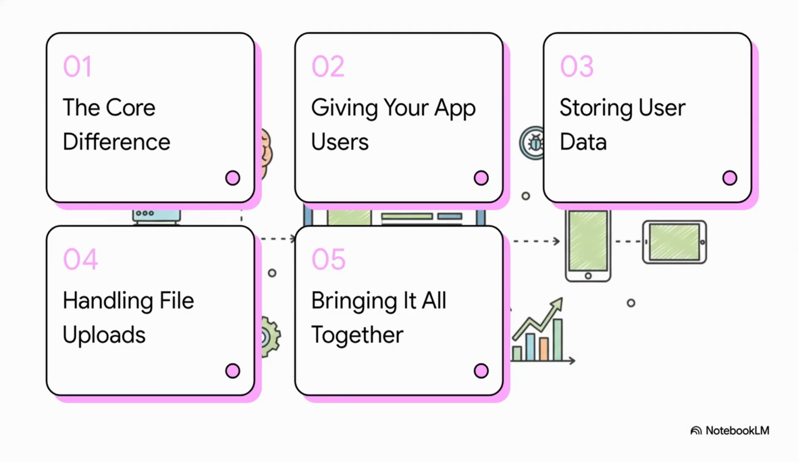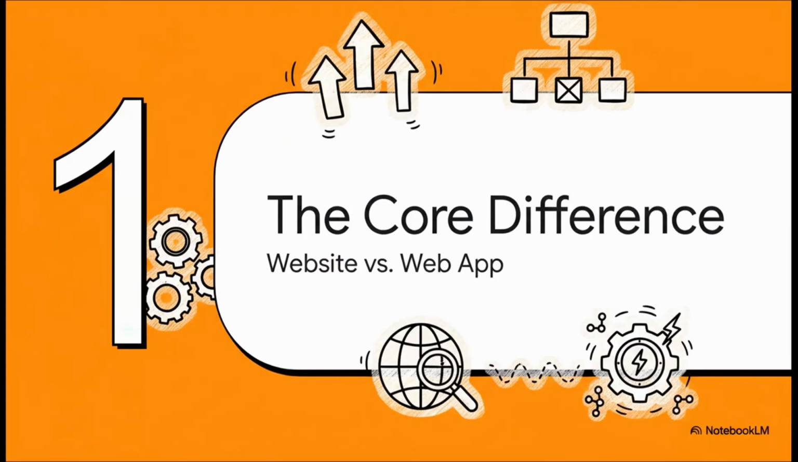All right, here's our game plan. First, we're going to nail down that core difference. Then, we're diving straight into the build. We'll give our app users, create a memory for it to store all their data, figure out how to handle file uploads, and then the best part, we'll connect all the wires and bring the whole thing to life. First up, the core difference.